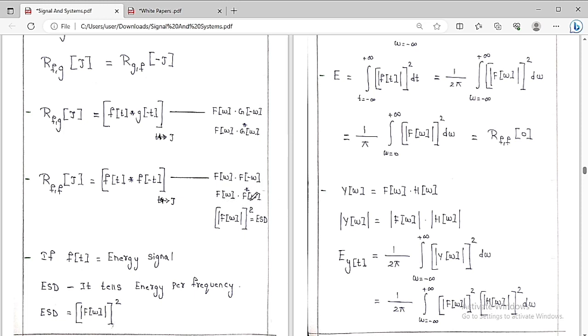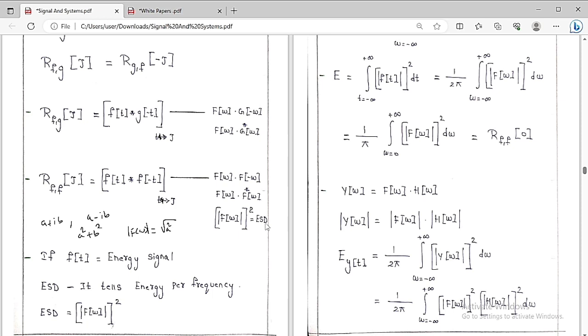F of omega into F conjugate of omega is nothing but mod F of omega whole square, which is called the energy spectral density. See, let me assume F of omega is A plus iB. F conjugate of omega is A minus iB. So do the multiplication of these two things. A plus iB and A minus iB is equal to A square plus B square. So what is the meaning of this one? Mod of F of omega. What is mod of F of omega?